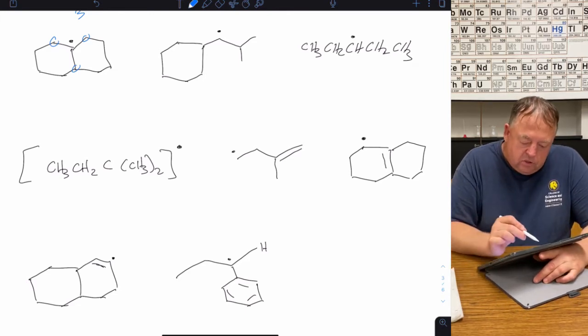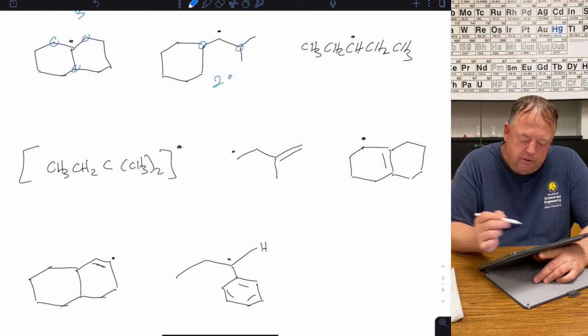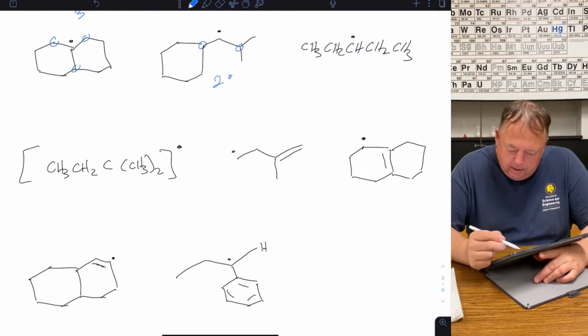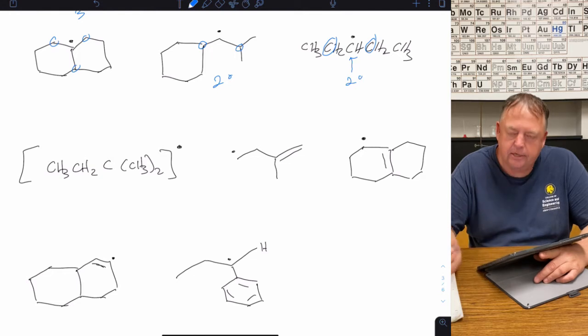Okay, so for this next one, the radical carbon has 2 carbons attached to it, so it would be secondary. And in this one, the radical is on that carbon, and that carbon is attached to this carbon and that carbon, so that's a secondary free radical.